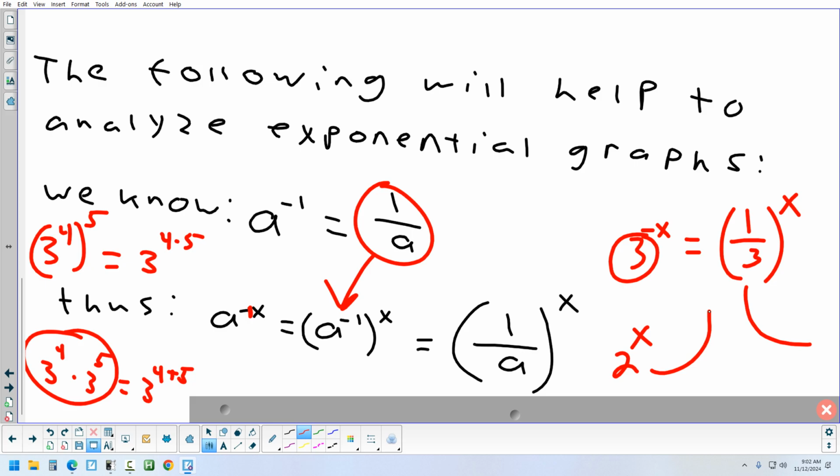Any questions on how to rewrite something that has a negative exponent and turn it into something that's a positive exponent?